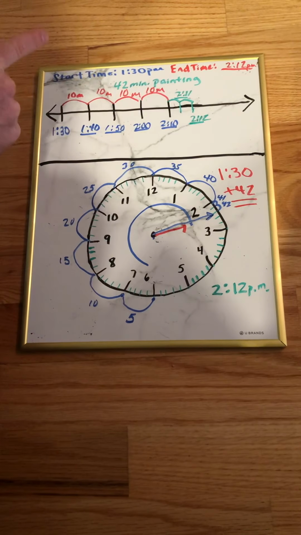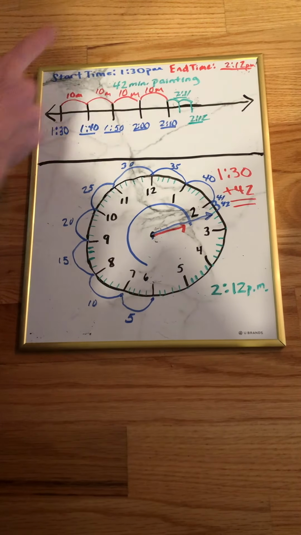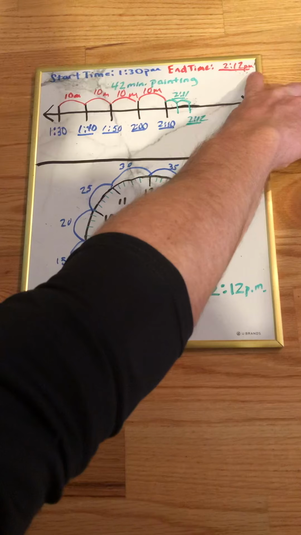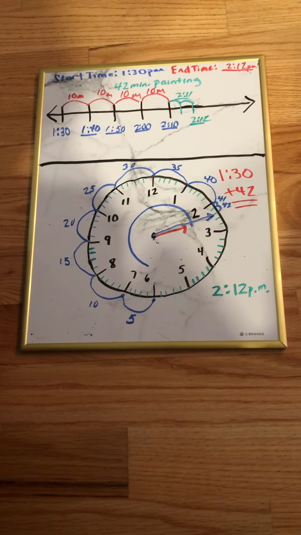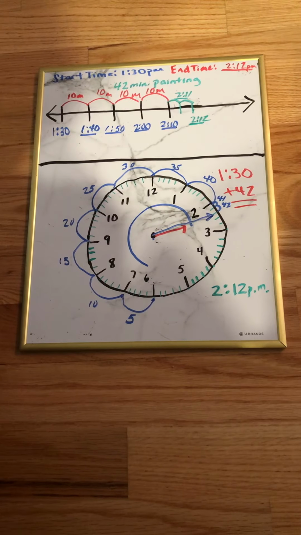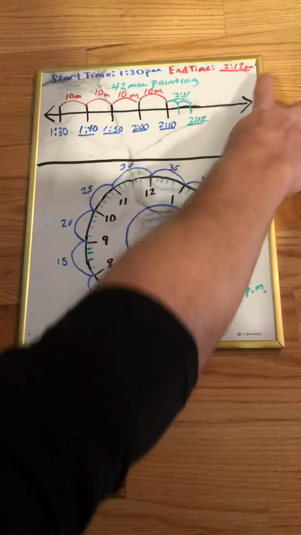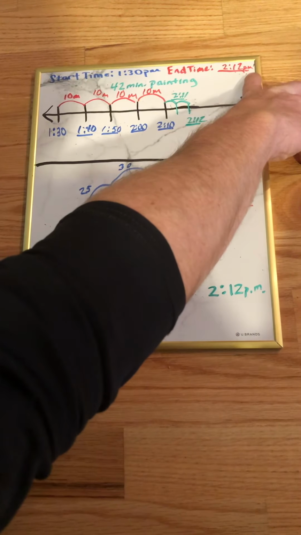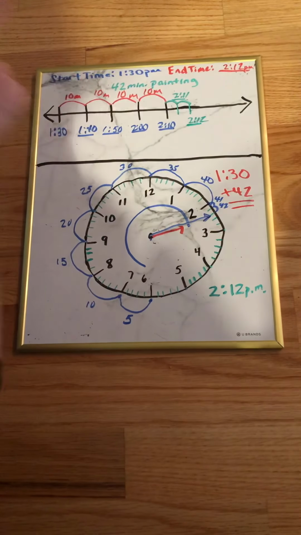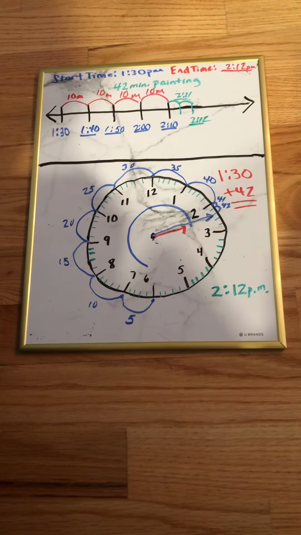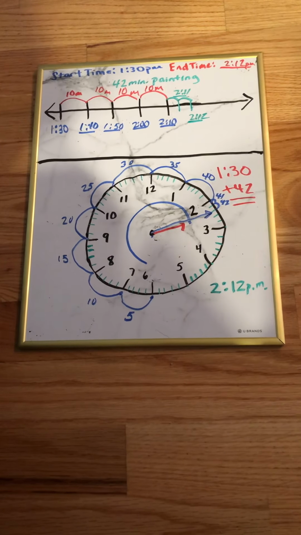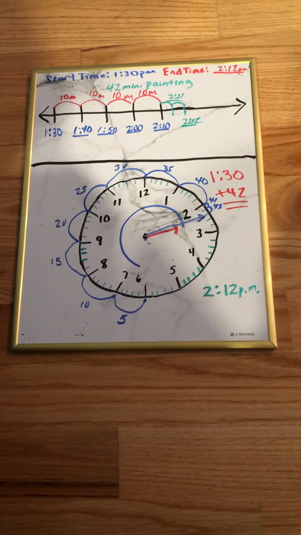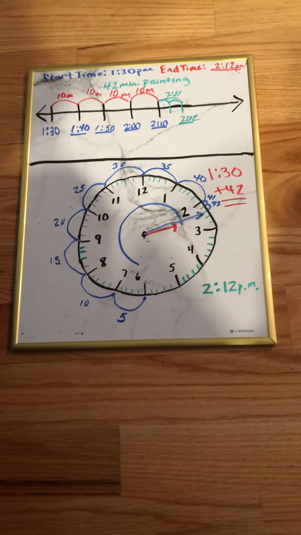The question is, well, what if they didn't give us the start time, and what if they gave us the end time? If we had to add 42 minutes in this problem, what do you think we would have to do if they did it the opposite way? If they gave us the end time and we needed to figure out the start time? If you're saying to yourself, Mr. White, the opposite of addition is subtraction, we'd probably have to subtract. You are absolutely correct.